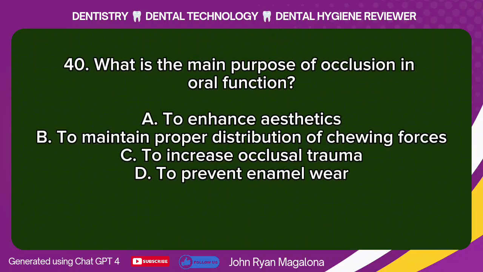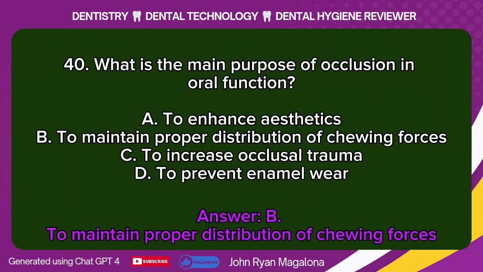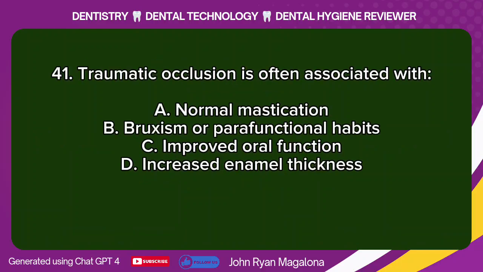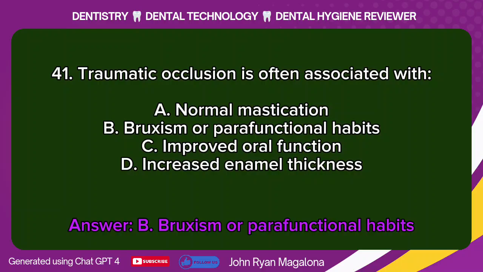40. What is the main purpose of occlusion in oral function? A. To enhance aesthetics, B. To maintain proper distribution of chewing forces, C. To increase occlusal trauma, D. To prevent enamel wear. Answer: B. To maintain proper distribution of chewing forces. 41. Traumatic occlusion is often associated with: A. Normal mastication, B. Bruxism or parafunctional habits, C. Improved oral function, D. Increased enamel thickness. Answer: B. Bruxism or parafunctional habits.